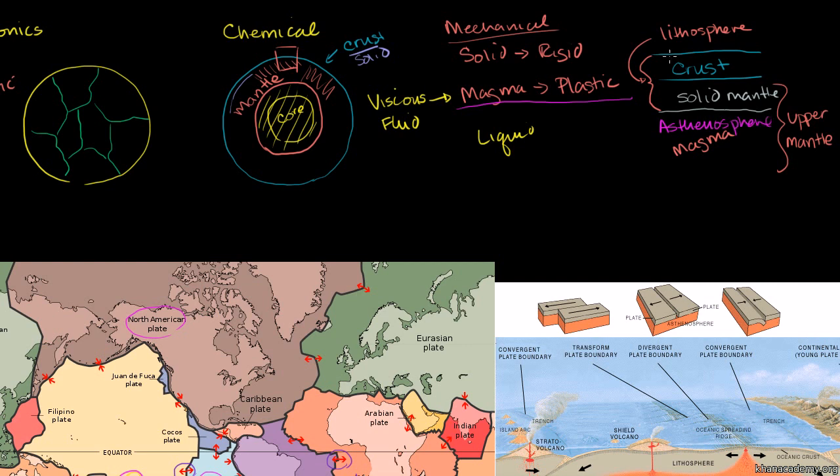So when we talk about the lithosphere and asthenosphere, we're really talking about mechanical layers. The outer layer, the solid layer, is the lithosphere. The more fluid layer right below that is the asthenosphere. When we talk about the crust, mantle, and core, we are talking about chemical properties. What are the things actually made up of?